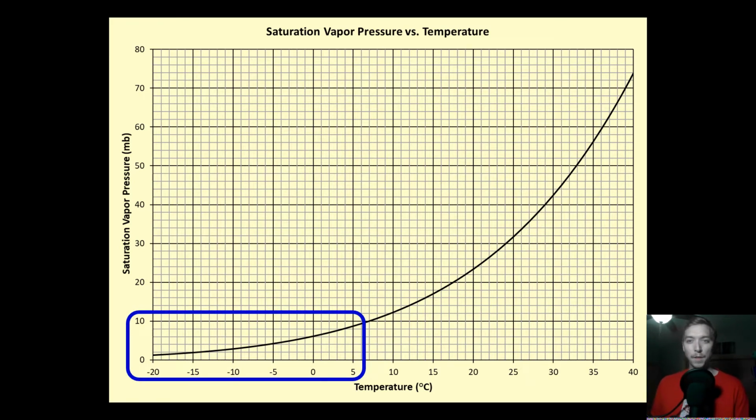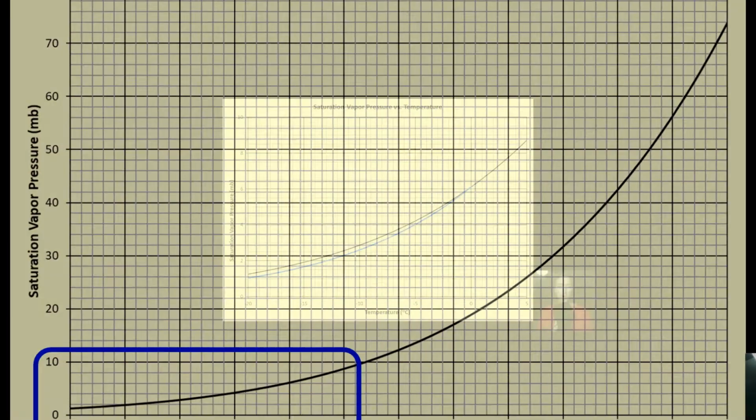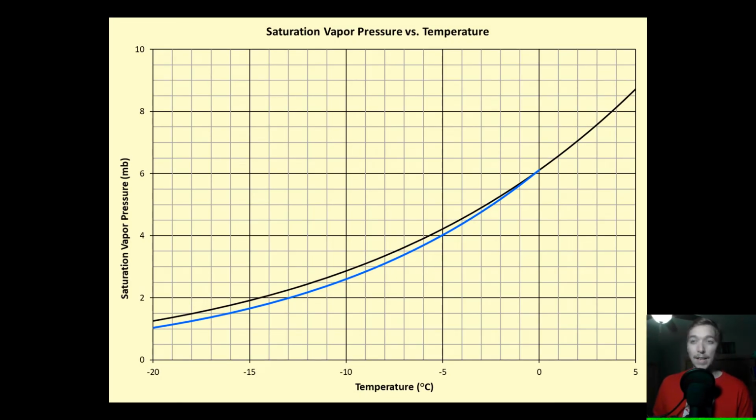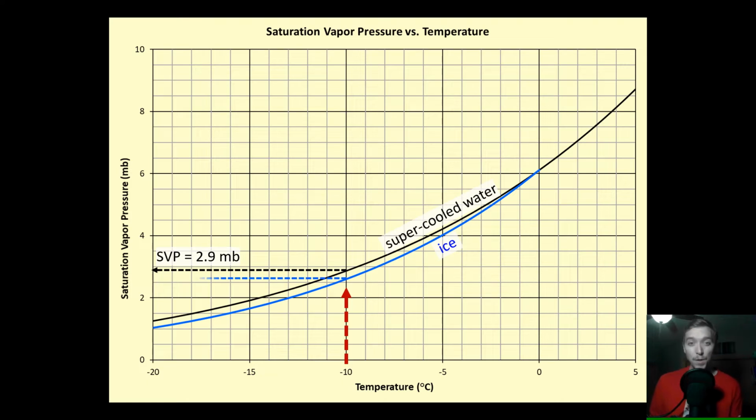Now, if we look in this portion, it's not perfect. This is super cooled water, so we see a bit of a deviation from the expected trend. So there is ice. So the saturation vapor pressure at about negative 10 degrees Celsius is about 2.9 millibars for super cooled water. For ice, it's about 2.6 millibars.